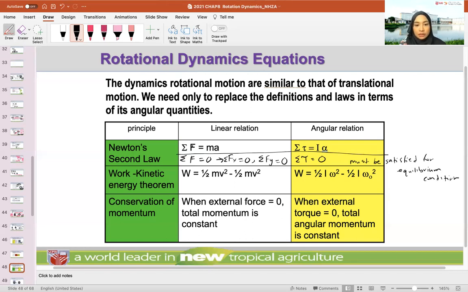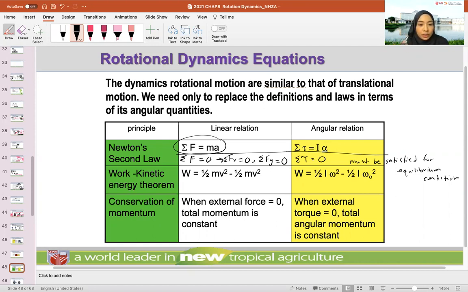Okay, so this is the condition when we had movement, right? When your object is not in equilibrium, your condition is net F equals to ma, right? Sama juga, when your object is rotating, you know that it has torque. So therefore, net torque, the condition is I alpha.